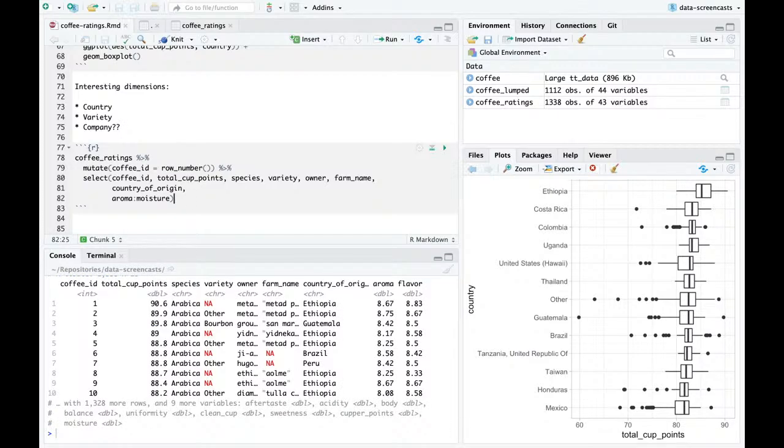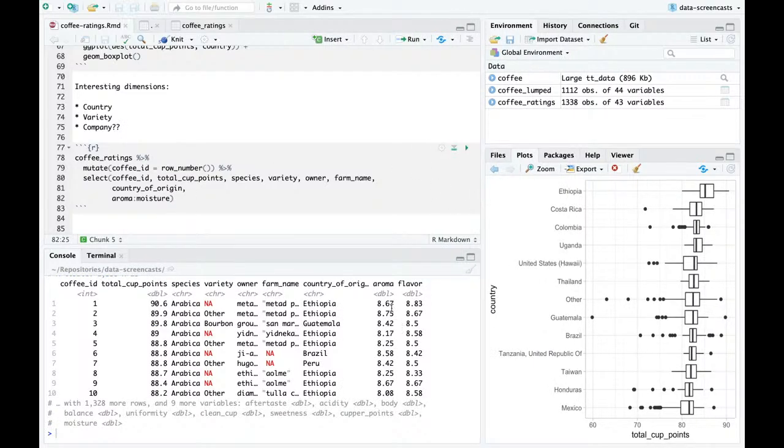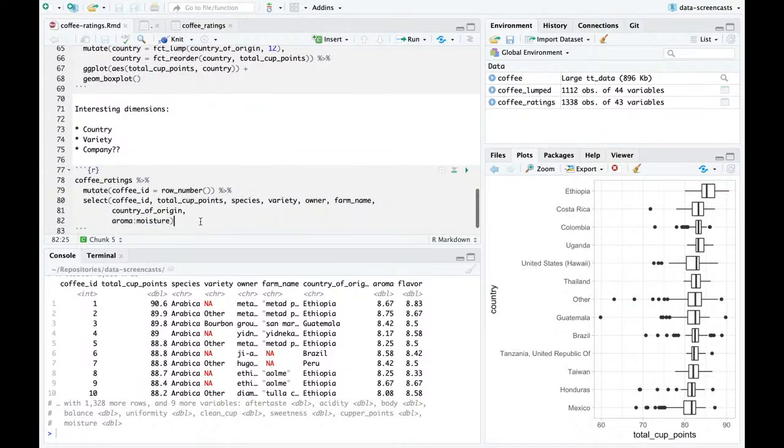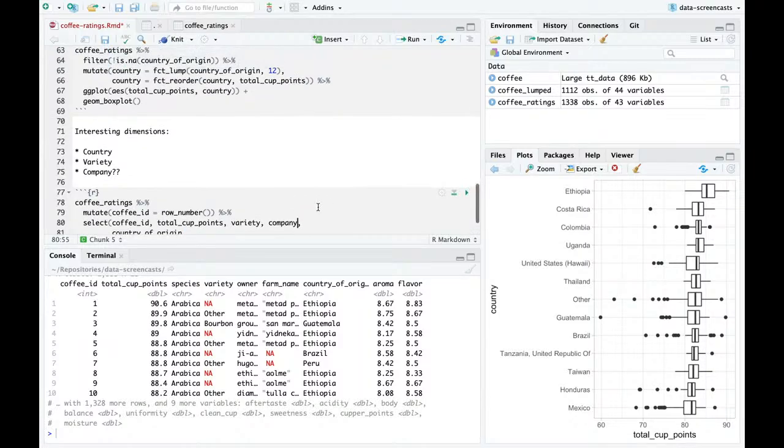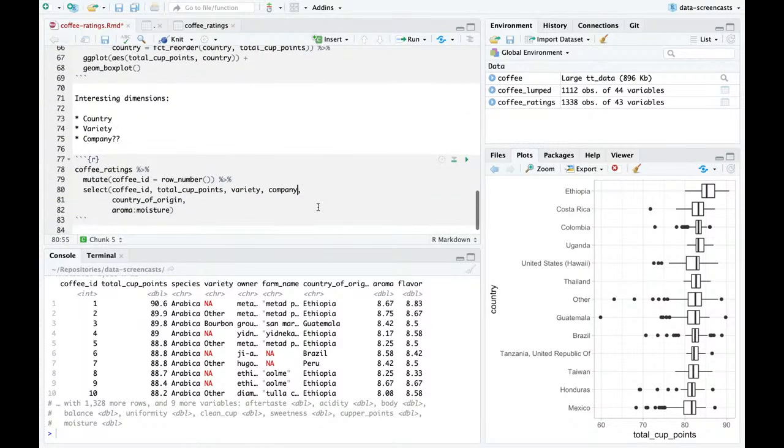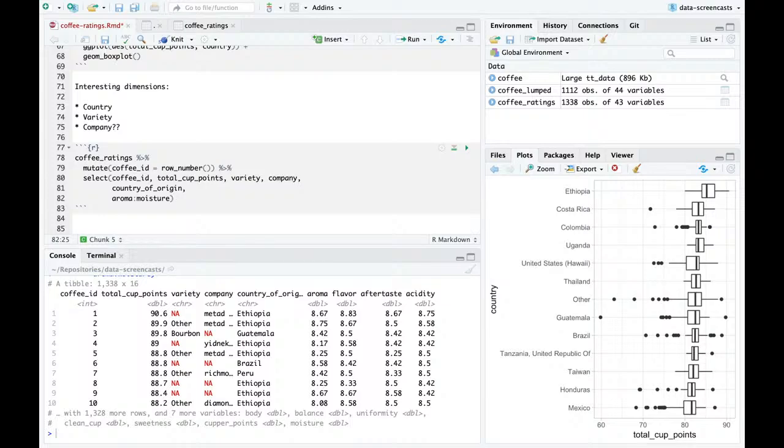Now, why am I doing this? Because I'm going to move on to, here we are, country of origin. I'm going to drop species, because it's mostly just one species. I'm going to drop owner, I'm going to drop farm name, and keep company, variety, country of origin. All right. And then all of our columns. Now, why did I keep these? Because what I want to do is pivot them. I'm looking at all these metrics, aroma all the way through to moisture.